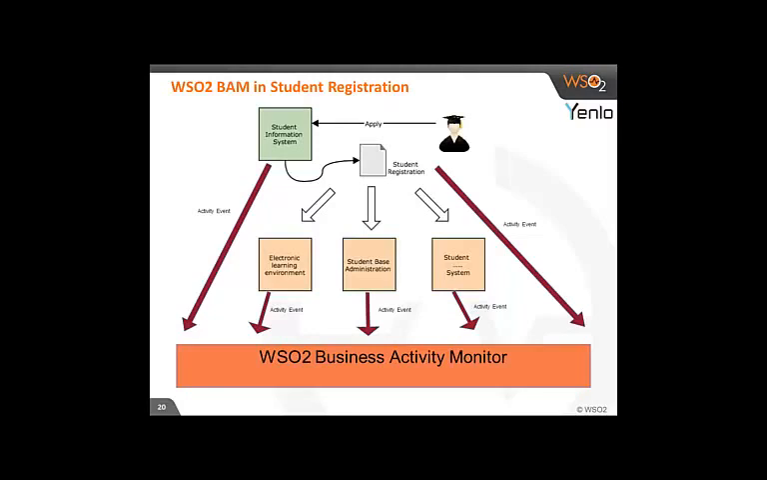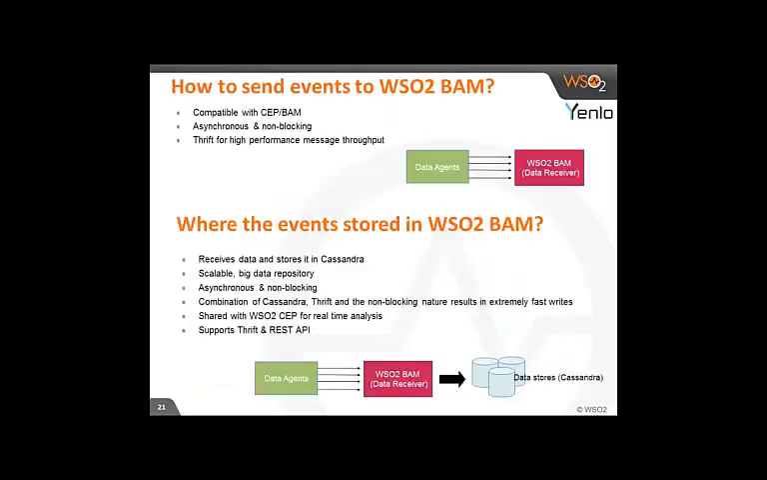BAM sending agent. We are using Thrift as well as REST to send events from data agents to BAM. But Thrift will give you higher performance, and with REST, if you are using a mobile based application, you can use the REST API to send events to BAM.